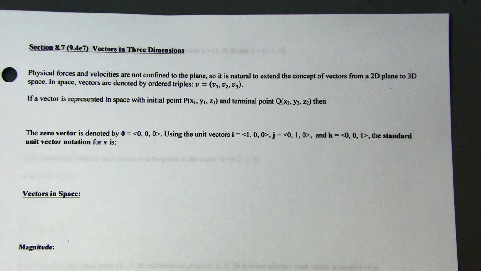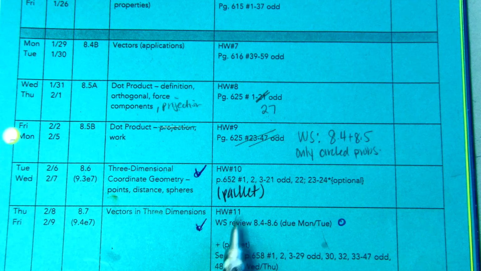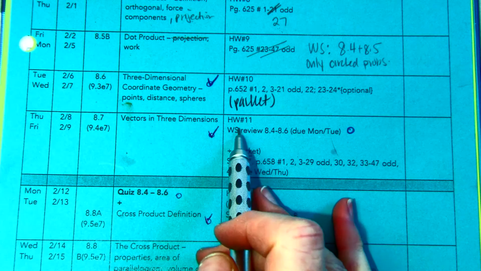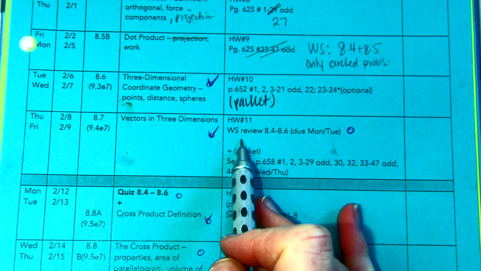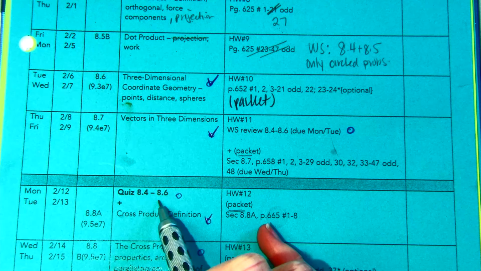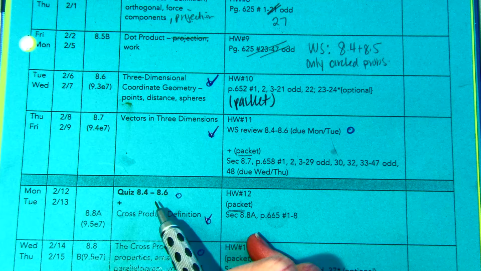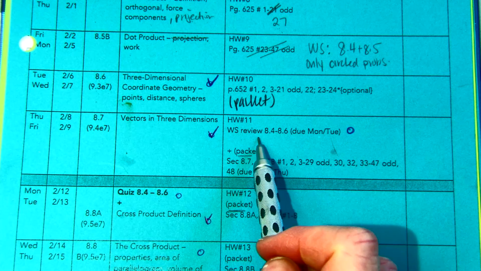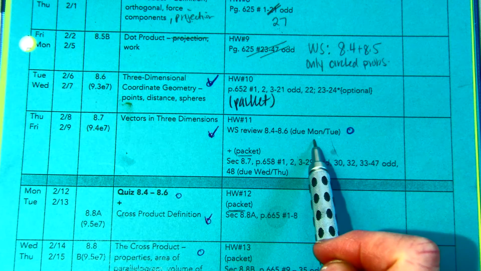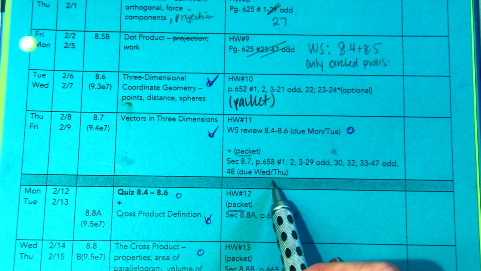Before we get started, I want to make sure to revisit our calendar. Tonight's homework actually has 2 parts. The actual homework is a worksheet that I'm going to give you, a review from sections 8.4 to 8.6. The reason for that is you have a quiz on Monday, and Tuesday for second period. So this review worksheet is due Monday or Tuesday, depending on your class. And then there are also packet problems that are not due until Wednesday, Thursday.